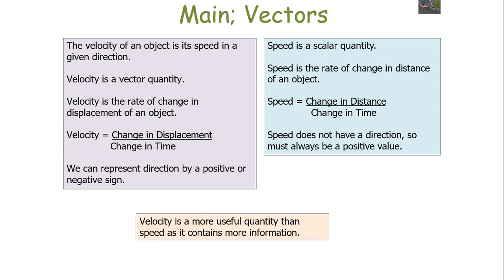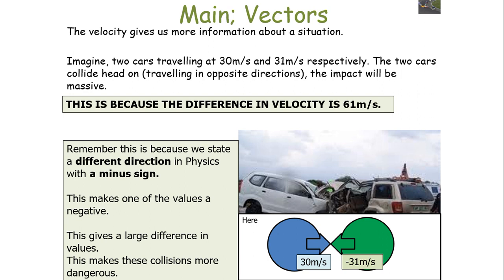Now velocity is a much more useful quantity than speed as it contains more information. That plus or minus is indicating the direction, and this can be very important in many different situations. So for example, let's say you've got two cars travelling and they collide head on, so they must have been travelling in opposite directions. Now because they are travelling in opposite directions, one of them must have a negative velocity. It actually doesn't matter which one, as long as you choose one of them to be negative.